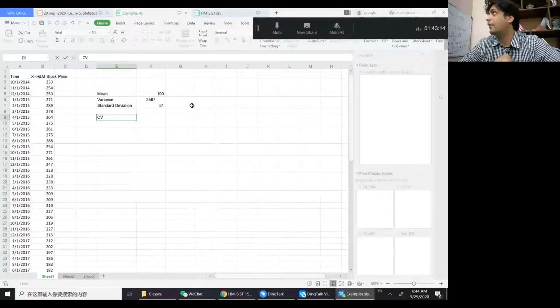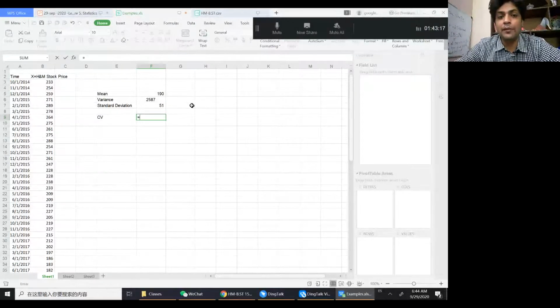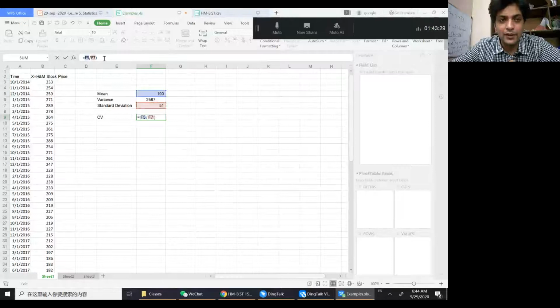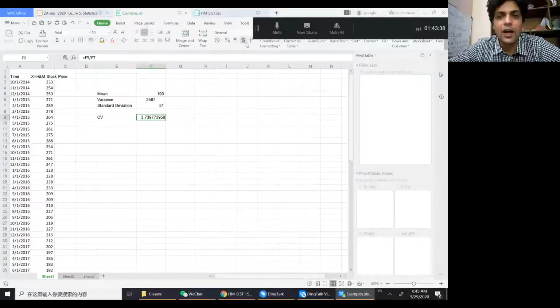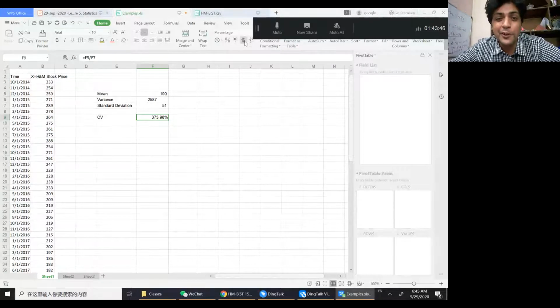Coefficient of variance is sigma by mu. So mu is mean, sigma is standard deviation, and it's times 100. Or we can just take it in a percentage. So this is the coefficient of variance. If I put it as percentage, the coefficient of variance is 374%. So in this stock, there is a huge variation, right?